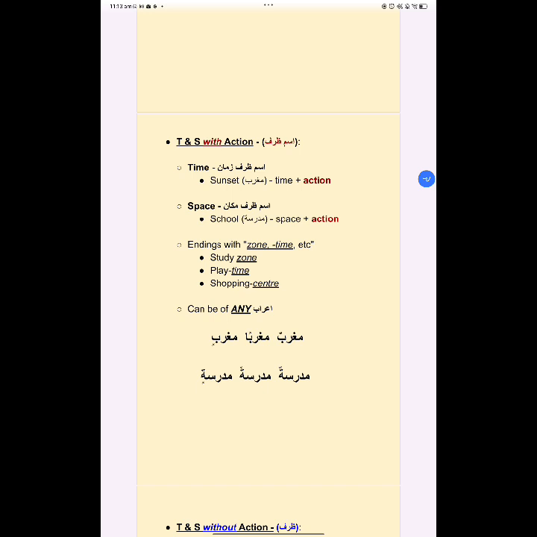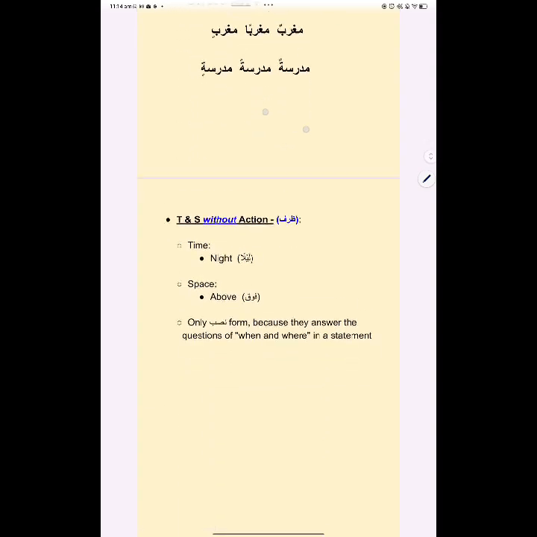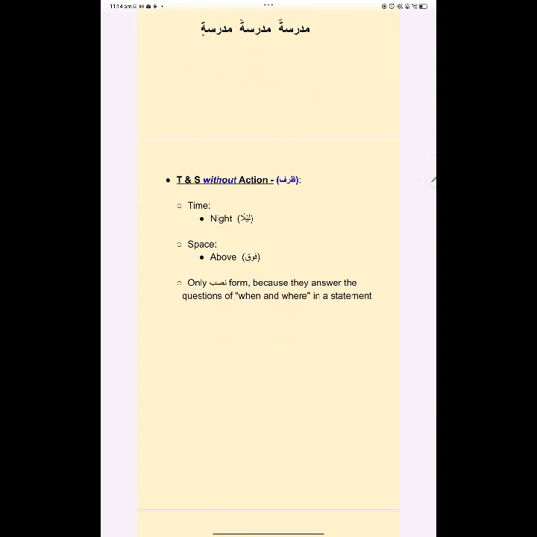All right. So the word study zone actually is ism zarf makan because it is a zone, a place indicative of where study keeps on happening. Then the word playtime, since it has been connected with the hyphen, we are actually making it a compound word, and it is going to be the ism zarf zaman, because it's telling you the time of playing. And shopping center, once again, is going to be the ism zarf makan.